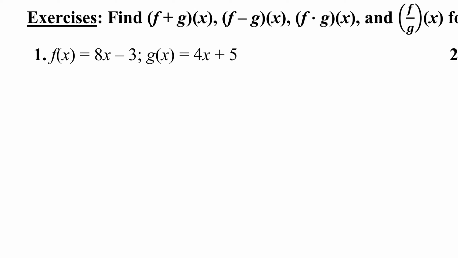The deal is 8x minus 4x is 4x. Negative 3 minus 5 is negative 8. That's what people miss. Questions on the first 2 parts?